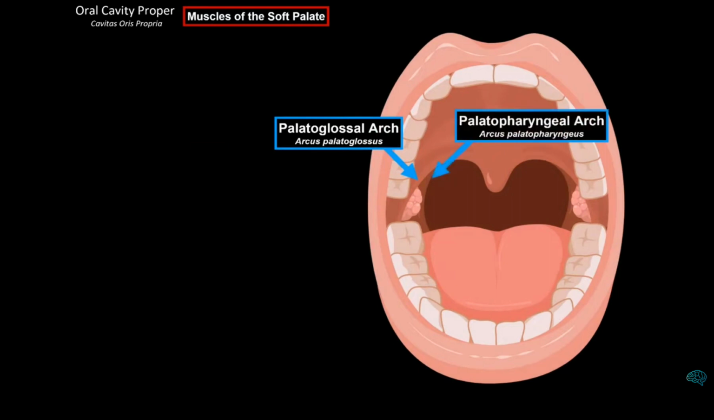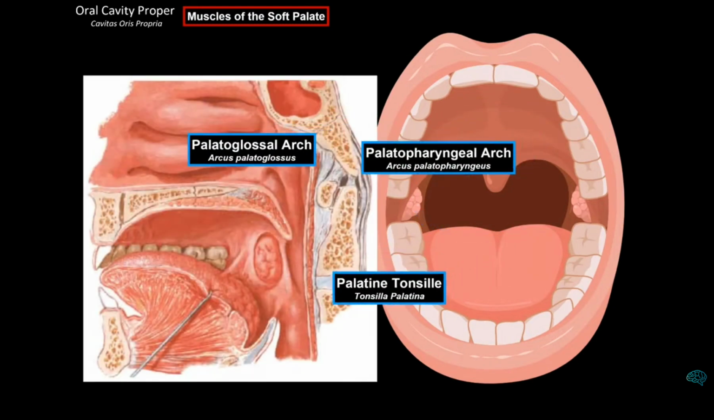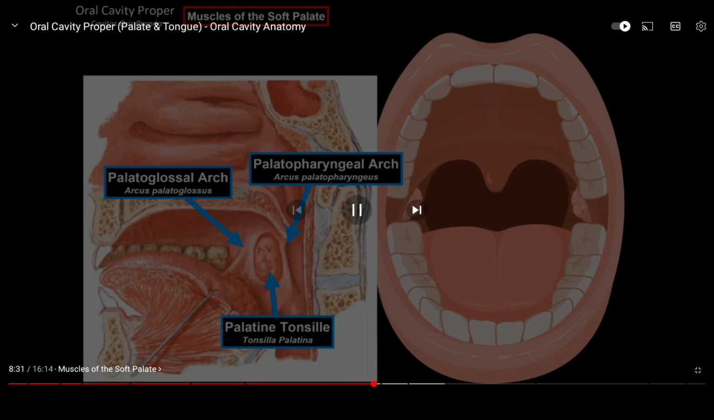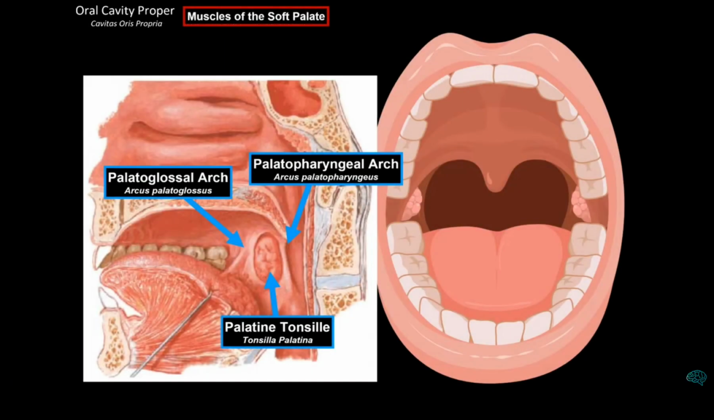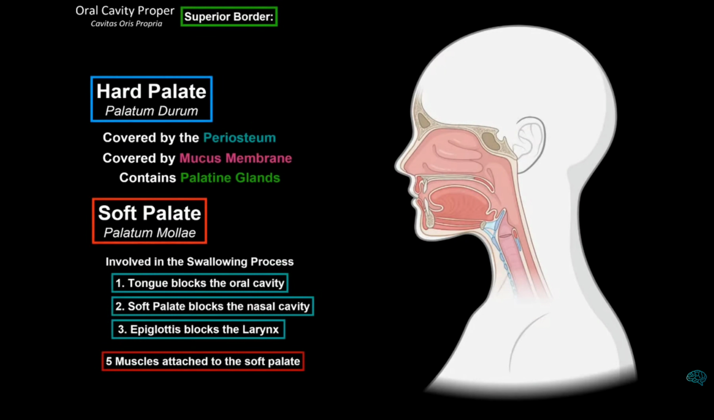And the palatopharyngeus muscle is going to form an arch as it goes from the soft palate to the pharynx, called the palatopharyngeal arch. And between these 2 arches, you will find the palatine tonsil, which helps with the local immunity. And here, just to visualize them better, here's a side view of those arches, along with the palatine tonsil. Awesome. So that was all for the anatomy of the hard and soft palate.